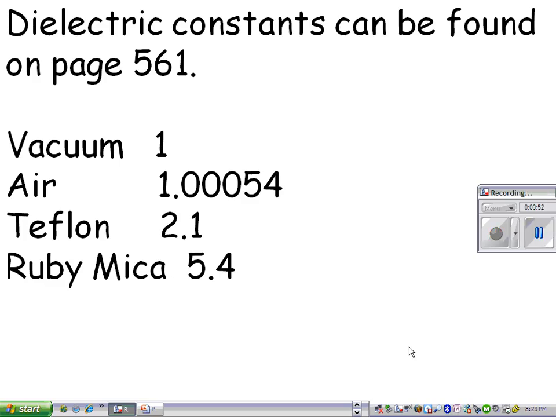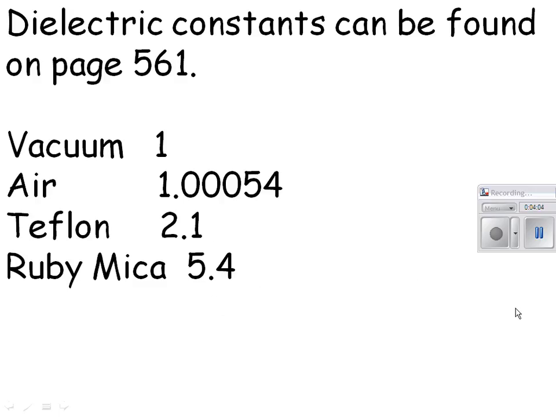There are different dielectric constants that can be found. Vacuum is 1, air is 1.00054, Teflon is 2.1, ruby mica is 5.4, and there are all sorts of charts out there that'll give you dielectric constants.